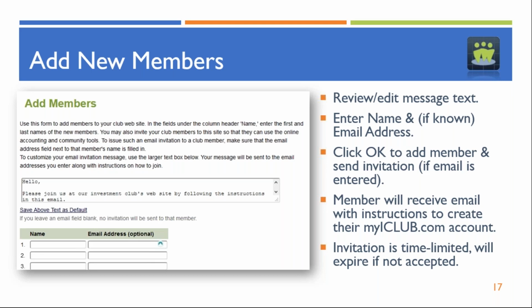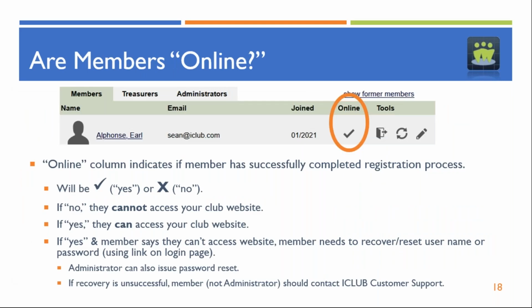Now, from here, the member will receive an email that has instructions for them to create their personal private My iClub account, which will grant them access only to your club's website. That invitation is time limited. It'll expire if it's not accepted. So if you have the ability to reach out to those members and send them a message and say, I just sent you a link to activate your My iClub account, be sure to read that message and click on it as soon as you can, because it will expire.